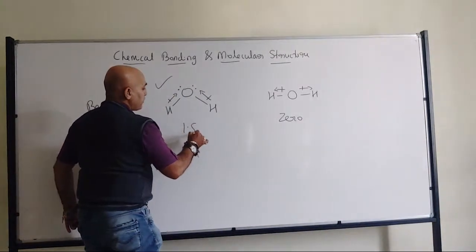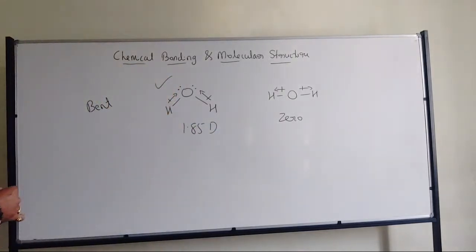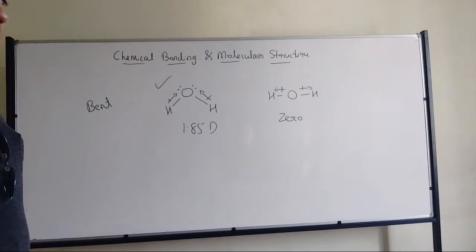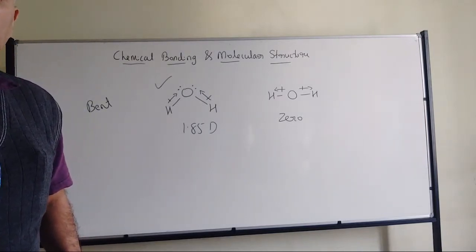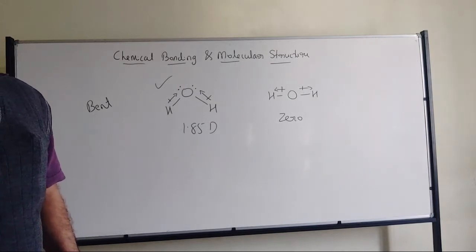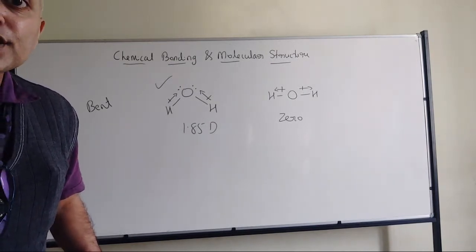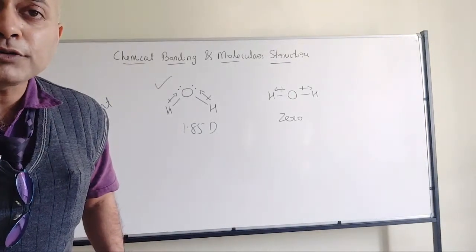It is somewhere around 1.85 Debye units. The value is not important, but it is 1.85 Debye units for water. But if water had a linear structure, the net dipole moment would have become 0. Now, if the net dipole moment were 0, we would not have imagined nature to be like this. Now, how is water at room temperature?